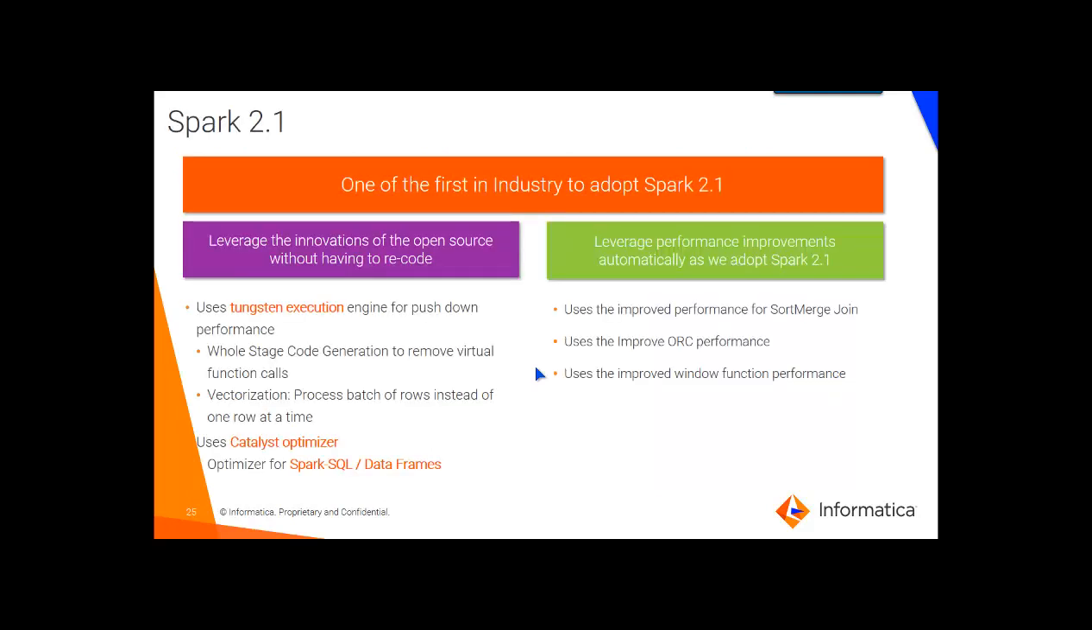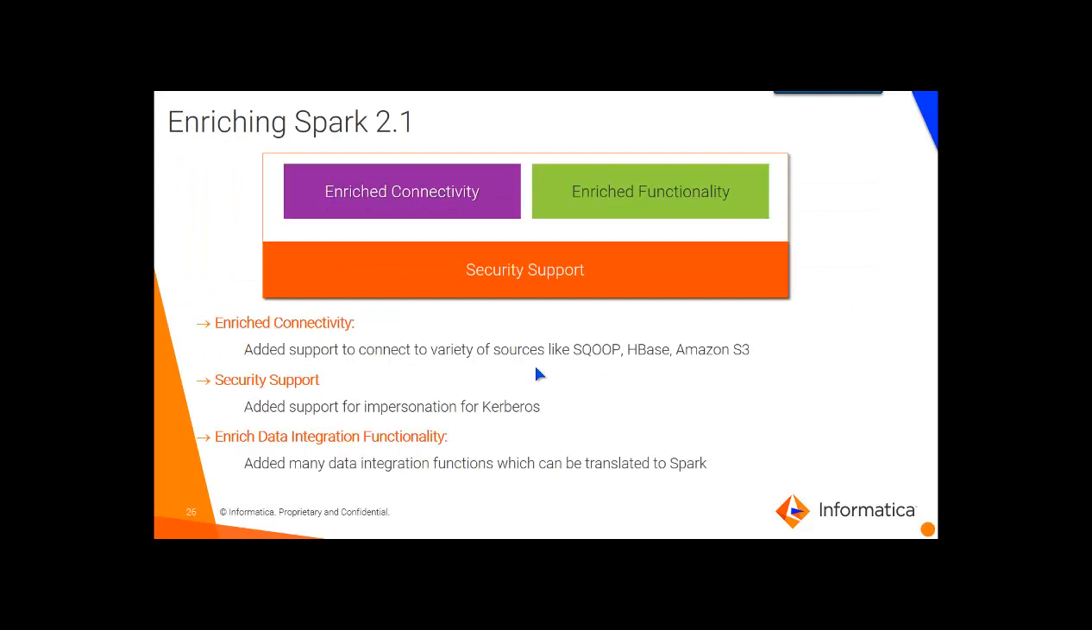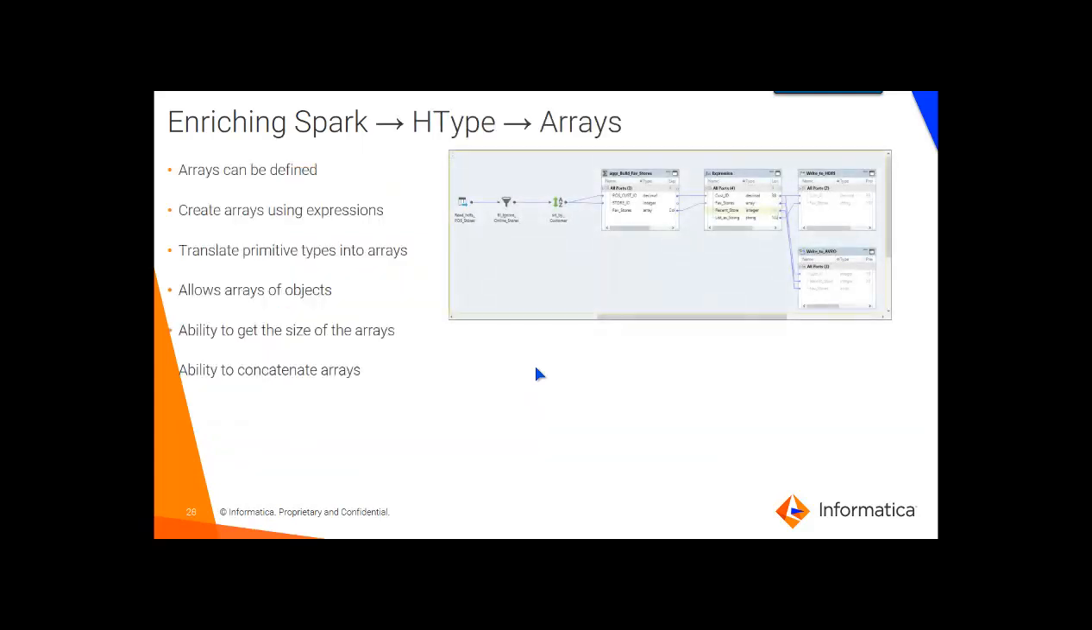We are one of the first in the industry to adopt Spark 2.1, and adopting Spark isn't just about generating Spark code for us. It's also being able to leverage all the enhancements that the Spark community has to offer, including Tungsten Execution Engine, Catalyst Optimizer, and so much more. We also enrich Spark by adding connectivity enhancements, security enhancements, and also adding the data integration functionality, as you will see in the upcoming slides.